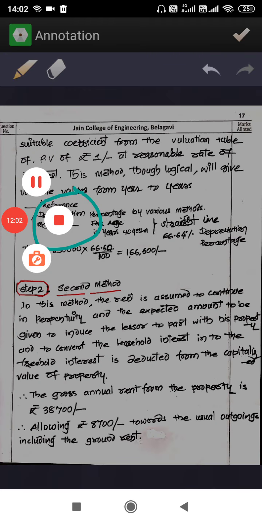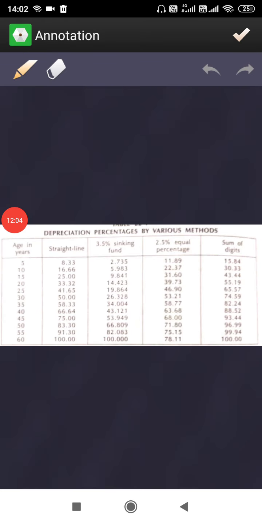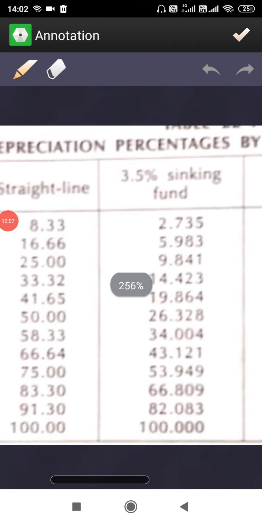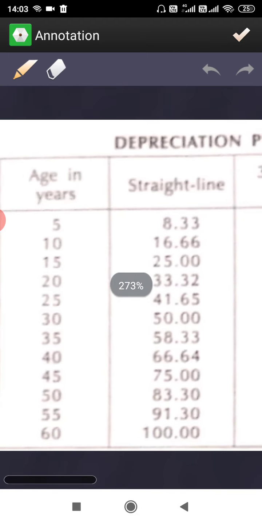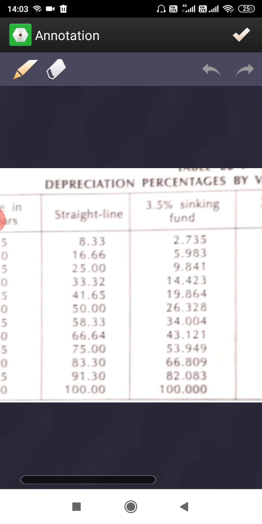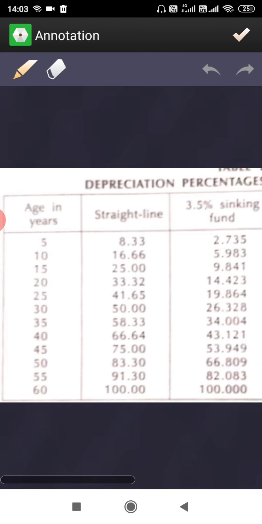I hope I have the table. So my dear friends, this is the table we are going to have, and for 40 years I'll have the depreciation table here. The depreciation value will be given, the deduction or depreciation meaning the reduction in the value. So the depreciation value with the straight line is given. For 40 years, what will be the probable value? It is 66.64. This is the depreciation percentage with the straight line.